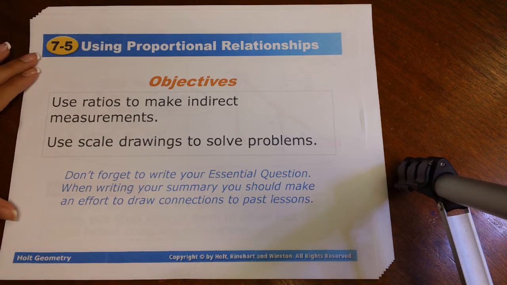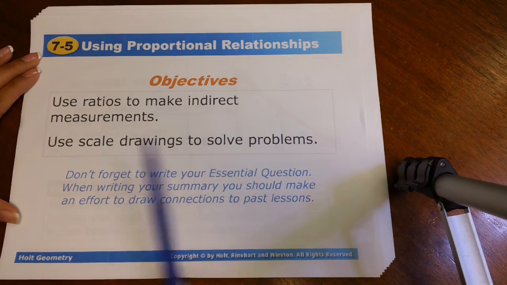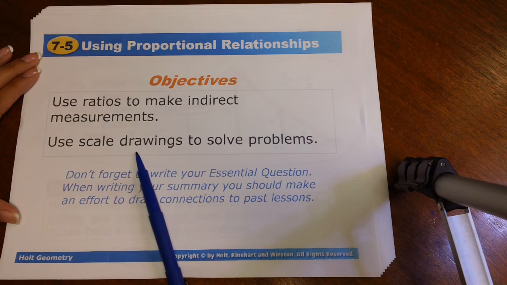This is Chapter 7, Section 5, Using Proportional Relationships. Your objectives are to use ratios to make indirect measurements and to use scale drawings to solve problems.